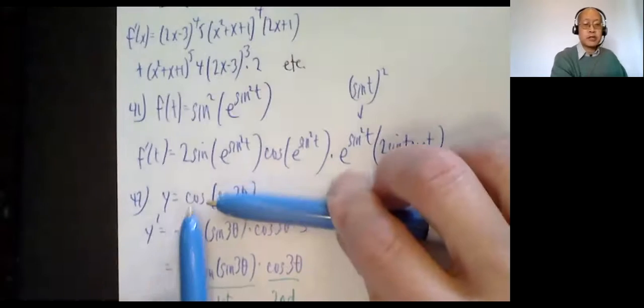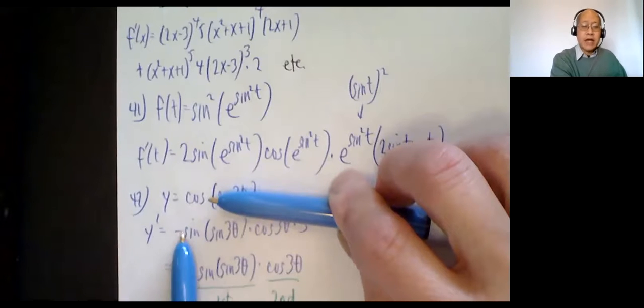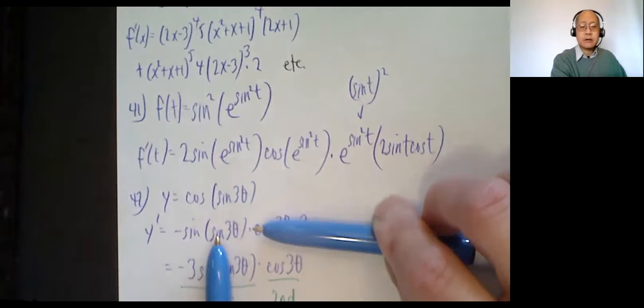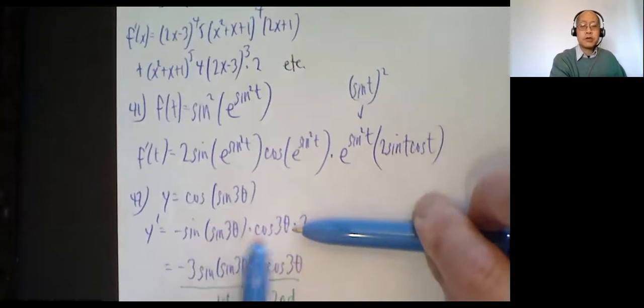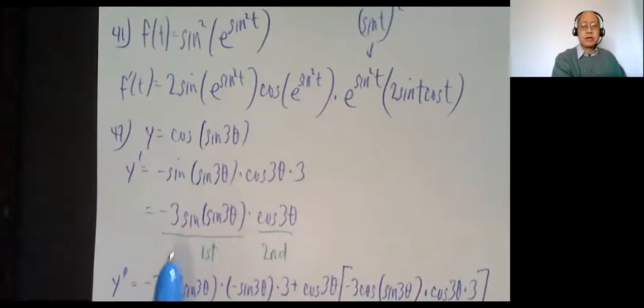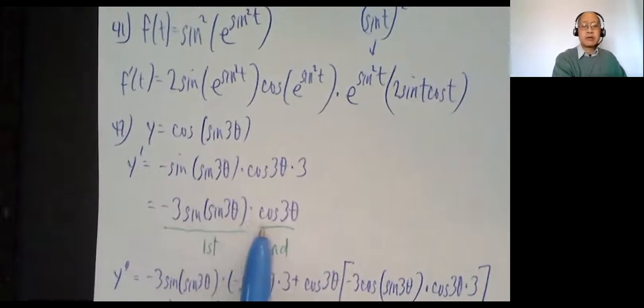Okay, so the outside function is cosine. So how do I differentiate cosine? Negative sine. So y prime is negative sine of the sine of 3 theta. Then by the chain rule times the derivative of the inside. What's the derivative of sine of 3 theta? Cosine 3 theta times the derivative of 3 theta, which is 3. So clean it up. Negative 3 sine of the sine of 3 theta times cosine 3 theta.